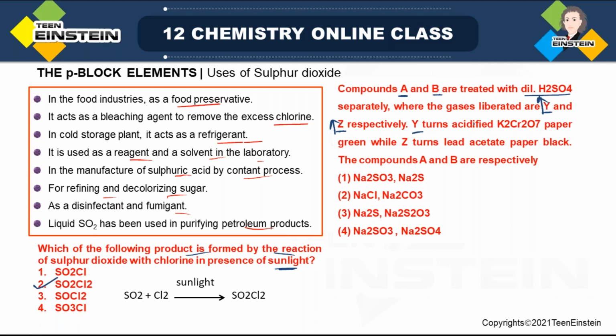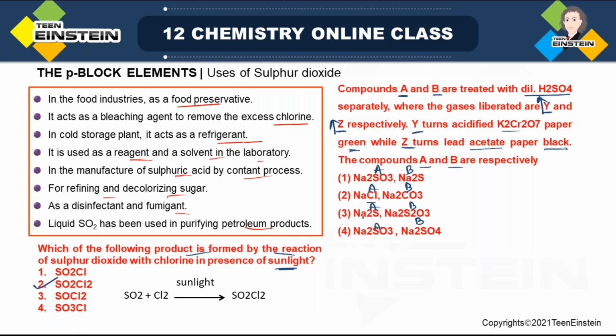Now, the liberated gas Y can turn acidified K2Cr2O7 paper green. Remember what we have seen in the identification test of SO2? And Z, the liberated gas in case of B, can turn lead acetate paper to black color. You have to find out the compounds A and B. Here we have options Na2SO3, Na2S. So in both cases sulfur is present. In the second option, you do not have any sulfur for A. Actually this is for A, this is for B. The first one is A, the second one is B.